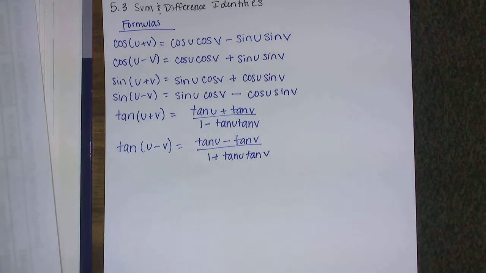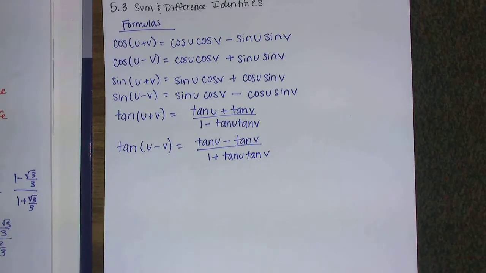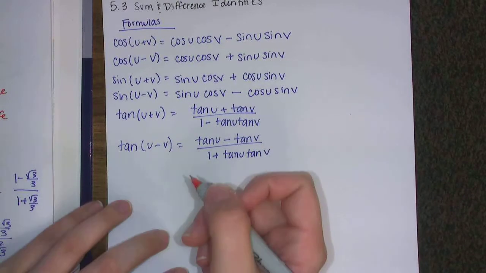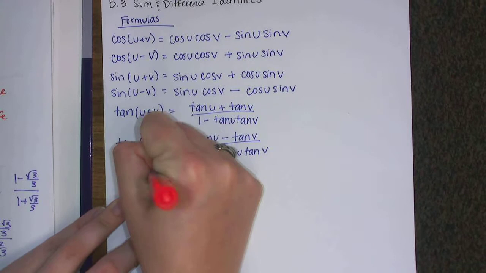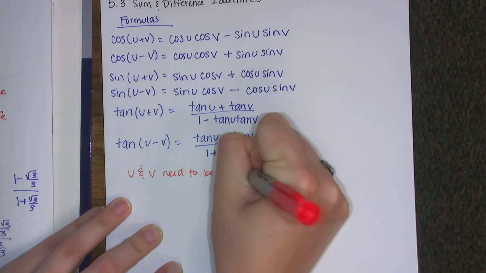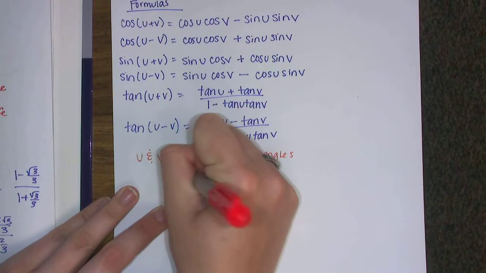So there are your 6 formulas that you need. So pretty much everything is just plugging it in. So this is literally just kind of a plug and chug section. Now when we're doing these, we need to know that when we're given an angle and we're finding the sum or the difference of it, okay, u and v need to be known angles. Meaning they need to be on the unit circle.